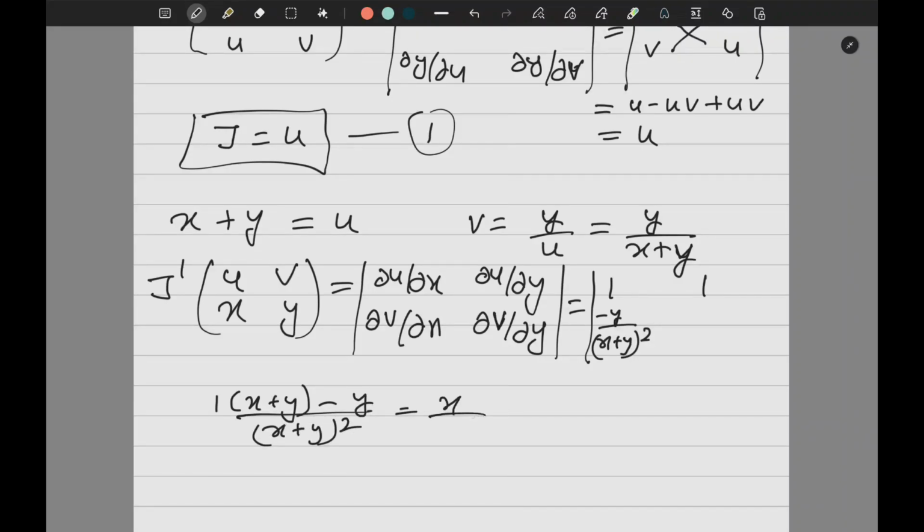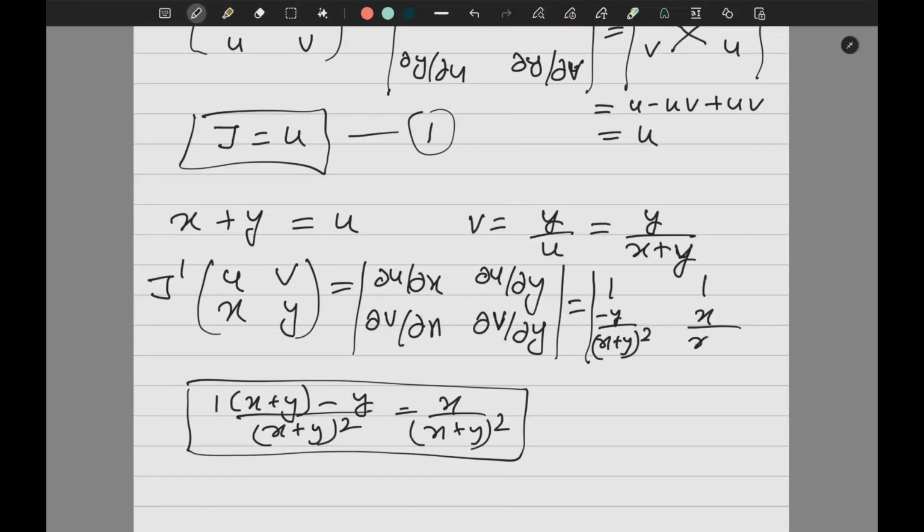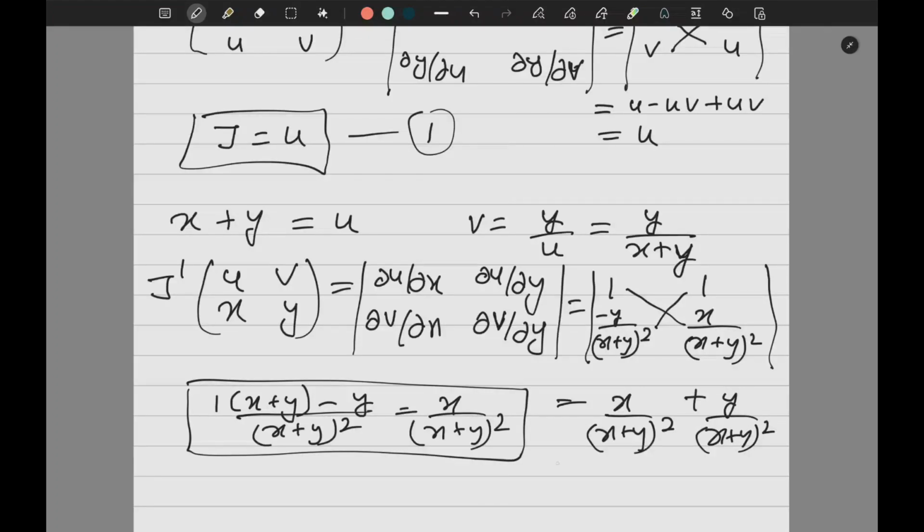So it is x upon (x plus y) whole square. This is my rough work, okay? Now solve this determinant. So this into this minus this into this. So x upon (x plus y) square plus y upon (x plus y) square. So this is (x plus y) upon (x plus y) square. So this is 1 upon (x plus y).